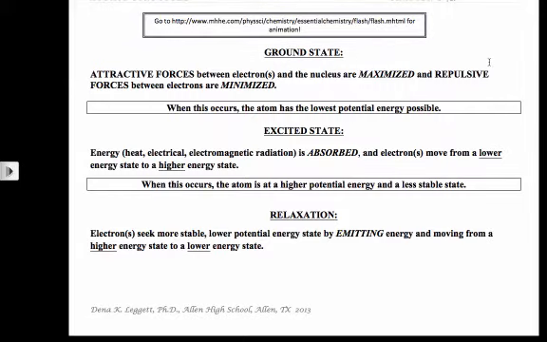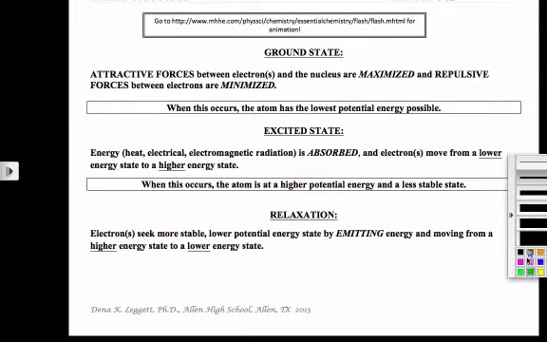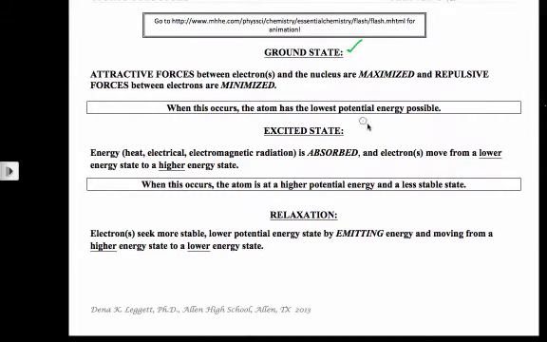Great flash animation for this. Now, the key terms that we have here are, all right, ground state. Whenever we do, and I'll refresh your memory on how to do an electron configuration, we're laying out the ground state. This is when attractive forces are maximized and repulsive forces are minimized. And the atom at that point will have the lowest potential energy possible. And that's going to make it very stable. Low potential energy is very stable.